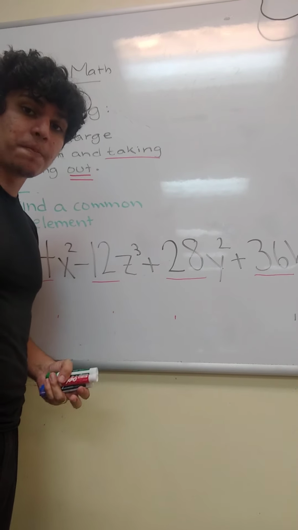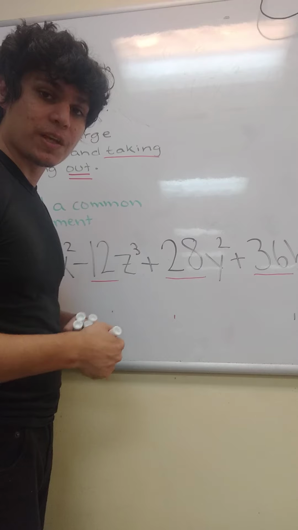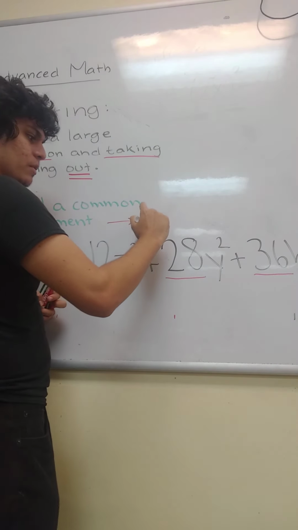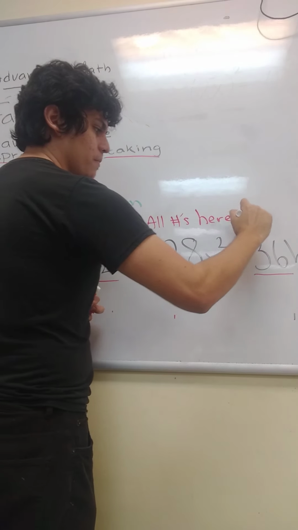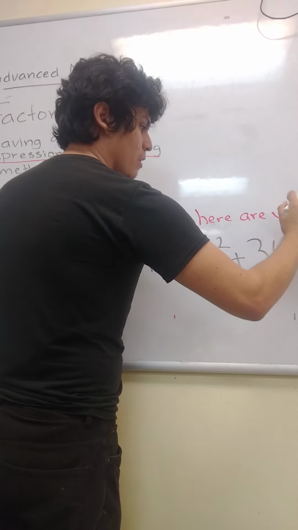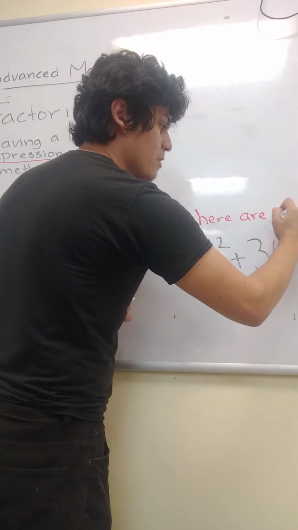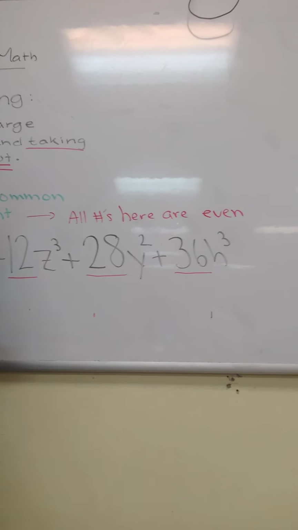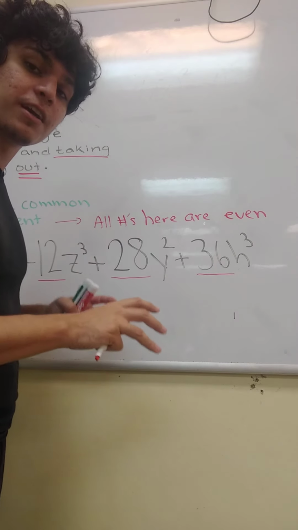And I can tell every single one of these numbers, 4, 12, 28, and 36, are even numbers. So I actually know all numbers here are even. That means that I can take something out of all of these numbers because they're all even numbers. And you guys know that that something is the number 2. So see if you can divide everything by 2.